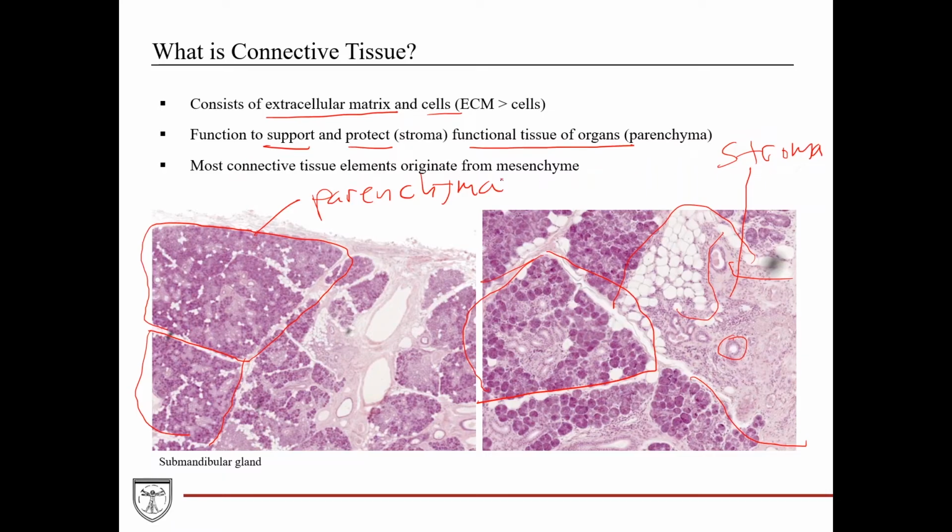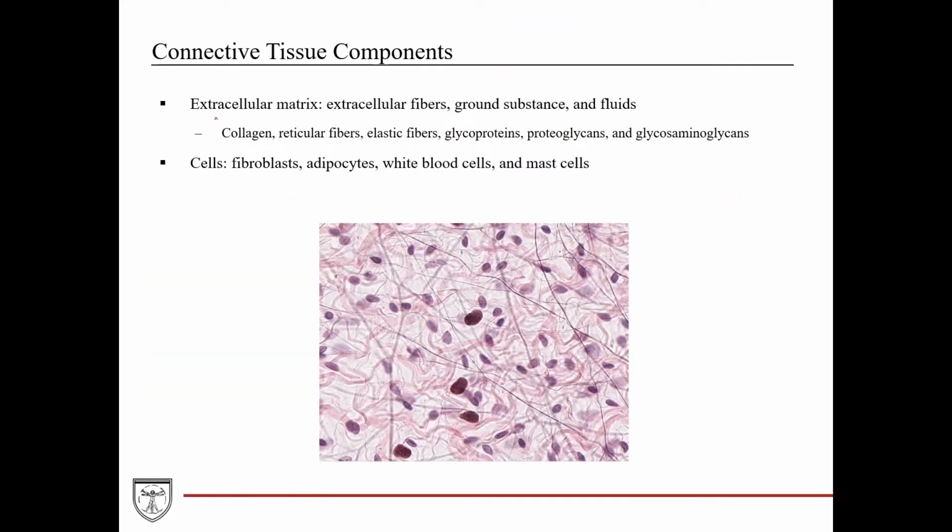Most connective tissue elements originate from the mesenchyme, which is essentially embryonic connective tissue. And then as far as the germ layers go, remember you have the mesoderm. And the mesoderm gives rise to some connective tissue, but it also can give rise to epithelial and muscle tissues as well. So the connective tissue components, again, we said extracellular matrix and cells. Extracellular matrix is made of extracellular fibers, ground substance, and fluids. Specifically, it has collagen, reticular fibers, elastic fibers, glycoproteins, proteoglycans, and glycosaminoglycans, or GAGs. And we'll talk about each of these individually over the next few slides.